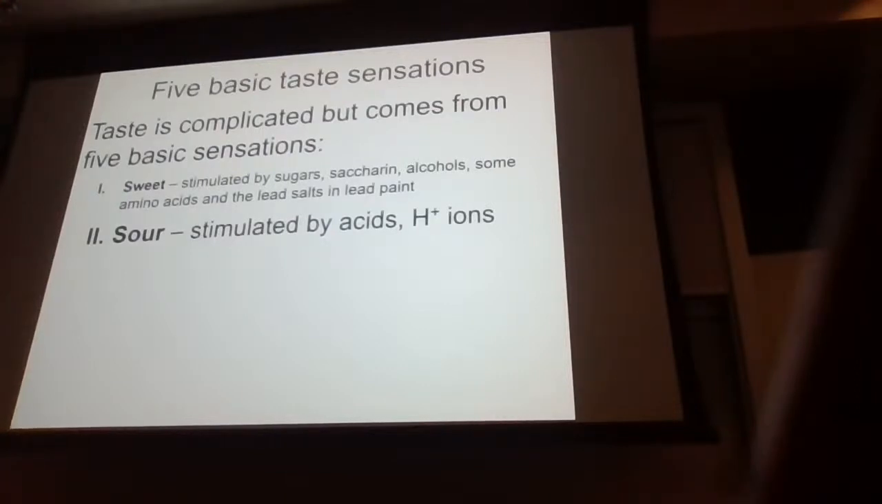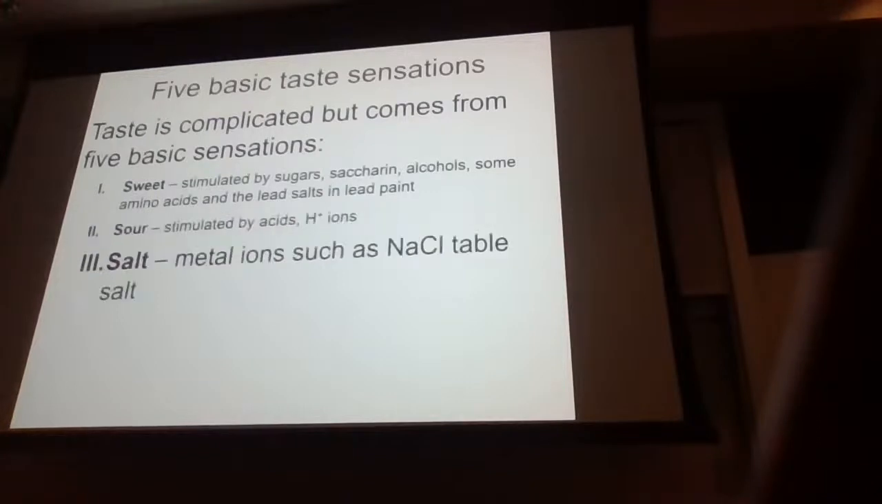A lemon. My granddaughter is the only person I know who actually prefers to eat lemons. I don't get it. Salt. Metal ions will stimulate this sensor. The sodium in sodium chloride, that's a metal. It dissociates completely when you dissolve this. And that metal ion will stimulate this, and you get to sense that salt taste.